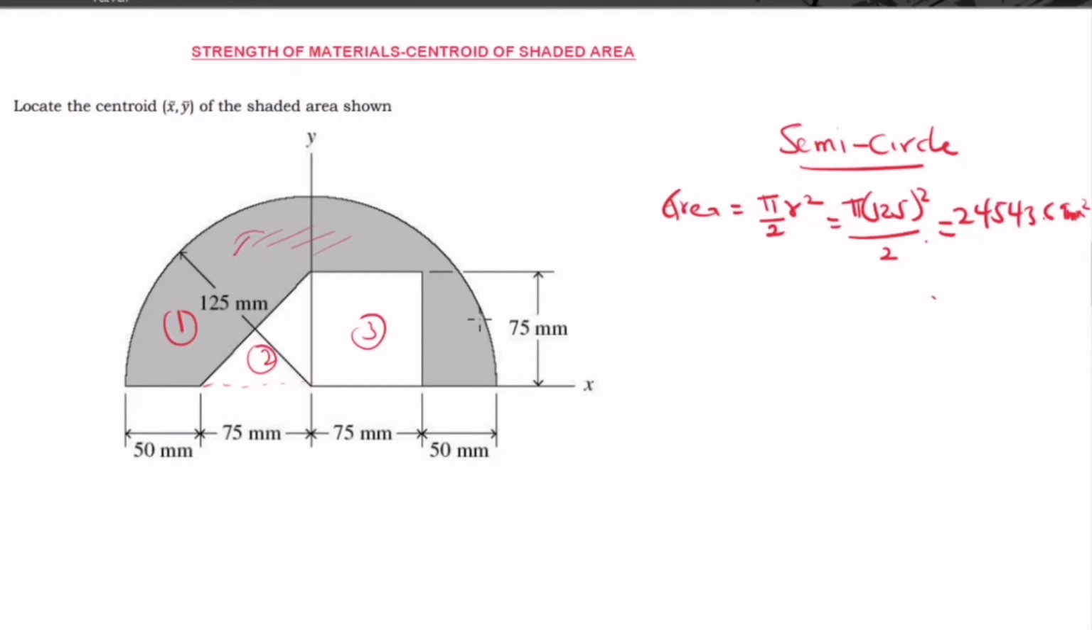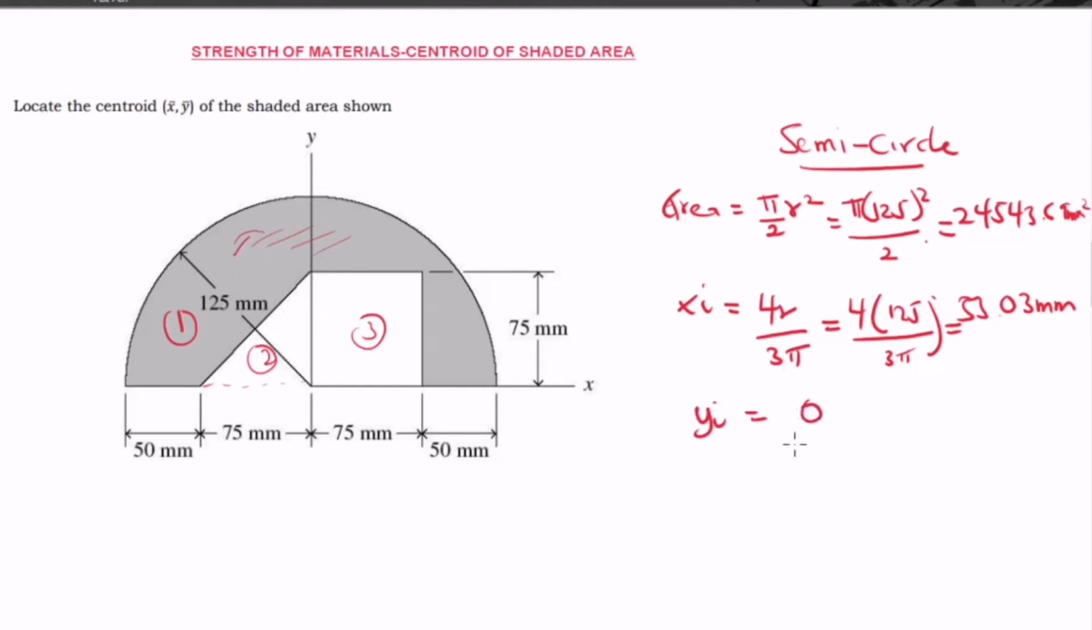After the area, we need to find the centroid of the semicircle. From the properties of plane figures, you know that our x centroid in the x direction is going to give you 4r over 3 pi. So you have 4 times 125 over 3 pi, and the answer is 53.03 millimeters. Note that this formula is from a table that is given to you, the properties of plane figures, that you take it from. The y direction for a semicircle is 0, right?